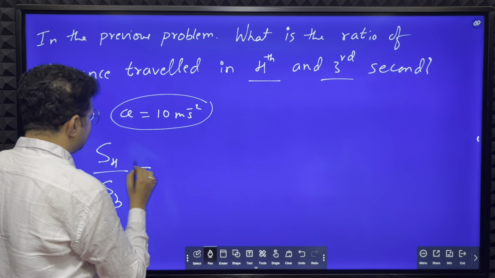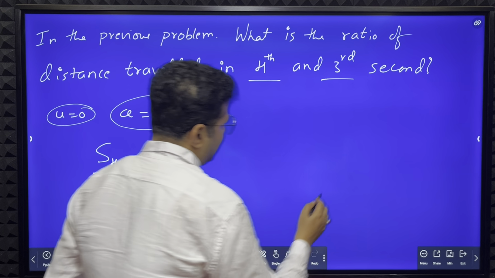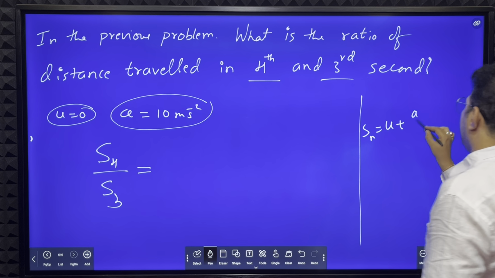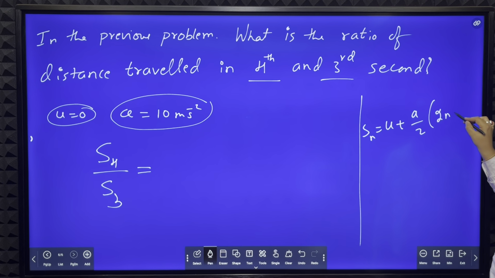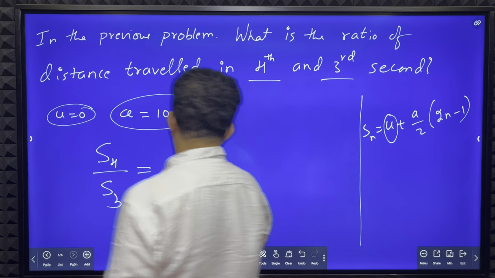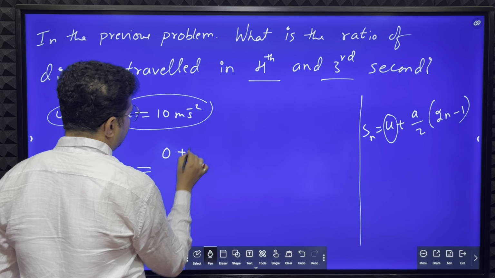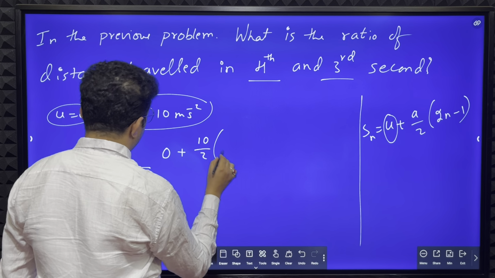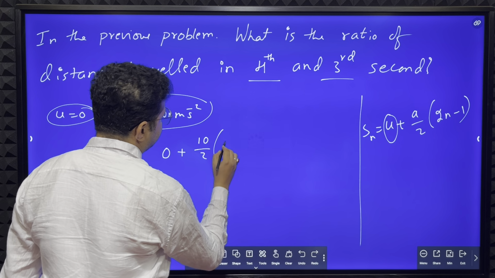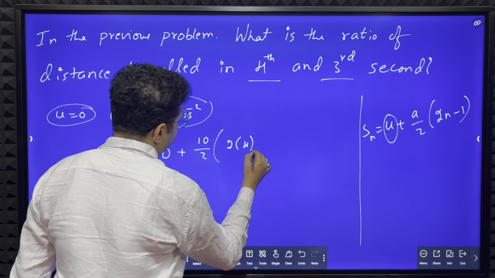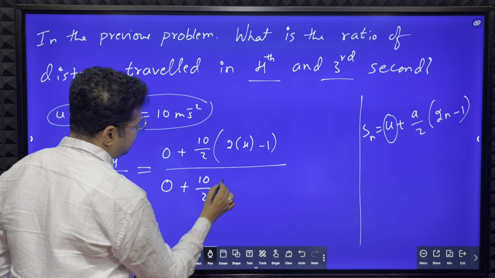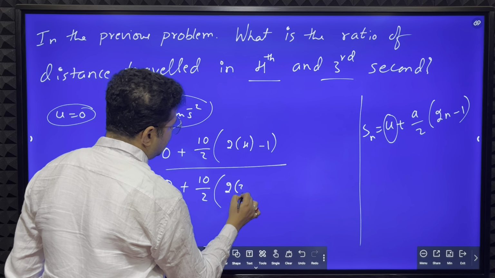Right. What is the distance traveled in the fourth second? u is 0, no? What is our formula? Sn is equal to u plus a by 2 into 2n minus 1. u is 0, correct? So S4 means 0 plus 10 by 2 into 2 into 4 minus 1, divided by the distance traveled in the third second, 10 by 2, acceleration, into 2 into 3 minus 1.